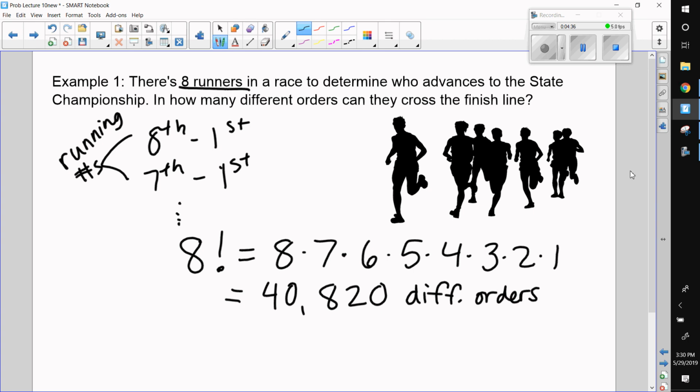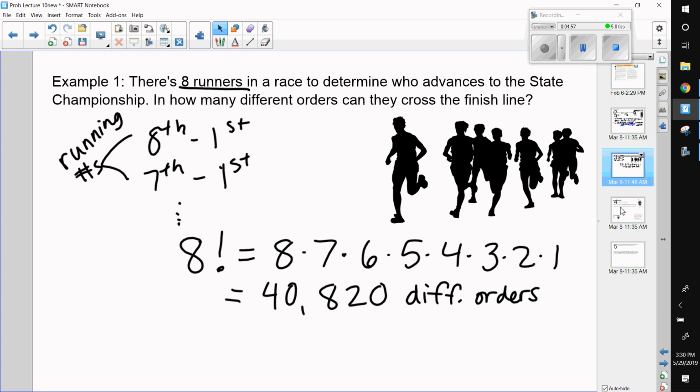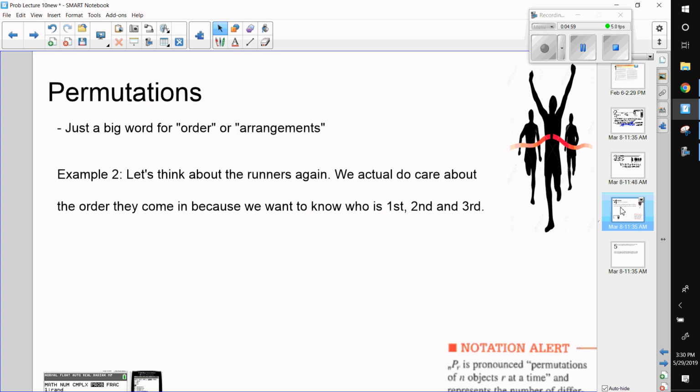If the 8th person comes first, and then the 7th, and then the 6th, or if we had some different order, there's over 40,000 different ways that this can happen. Now, we don't always care about all of these people, unfortunately, and how they all cross the finish line. It's actually more important to us the first couple people.